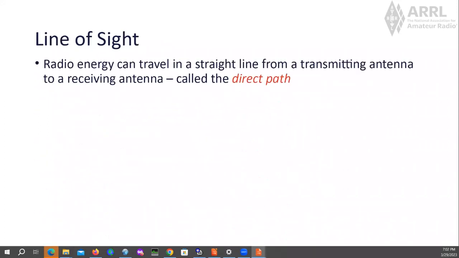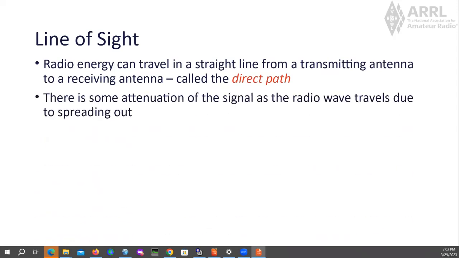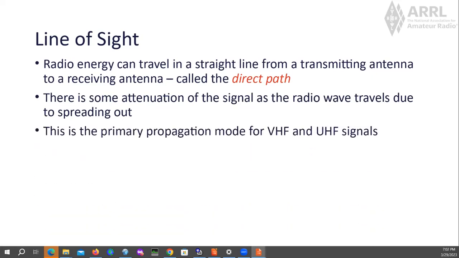Line of sight. Radio energy can travel in a straight line from a transmitting antenna to a receiving antenna, called the direct path. There's some attenuation of the signal as the radio waves travel due to spreading out. This is the primary propagation mode for VHF. For VHF and UHF, sorry, I had an interruption there.